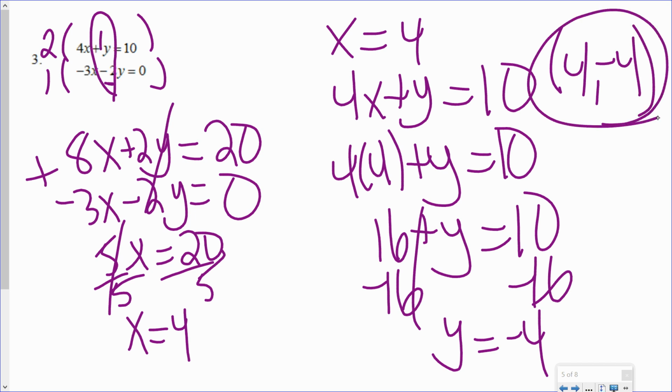So you might have done this question differently. You might have gotten the x's to cancel, and you would have had different work, but at the end, you would have gotten the same answer. X is 4, y is negative 4.